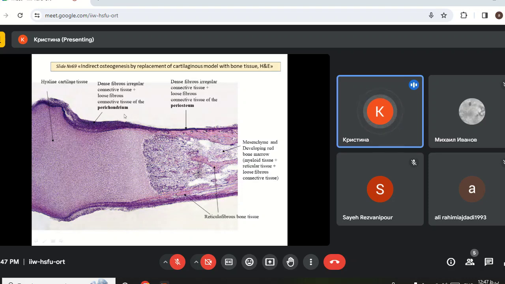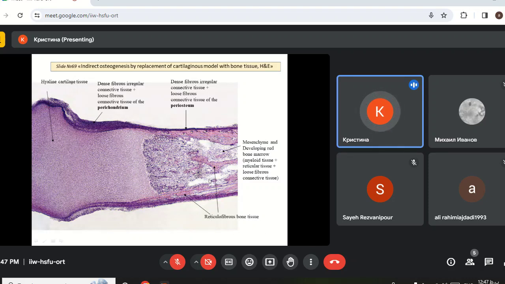Here it is. It consists of two layers of perichondrium: dense fibrous irregular connective tissue and loose fibrous connective tissue. In this area it is no longer called perichondrium but periosteum, because just beneath it we have already developed bone tissue of the bone collar. This is the perichondral bone in this and in this region. It is formed from the reticular fibrous bone tissue.